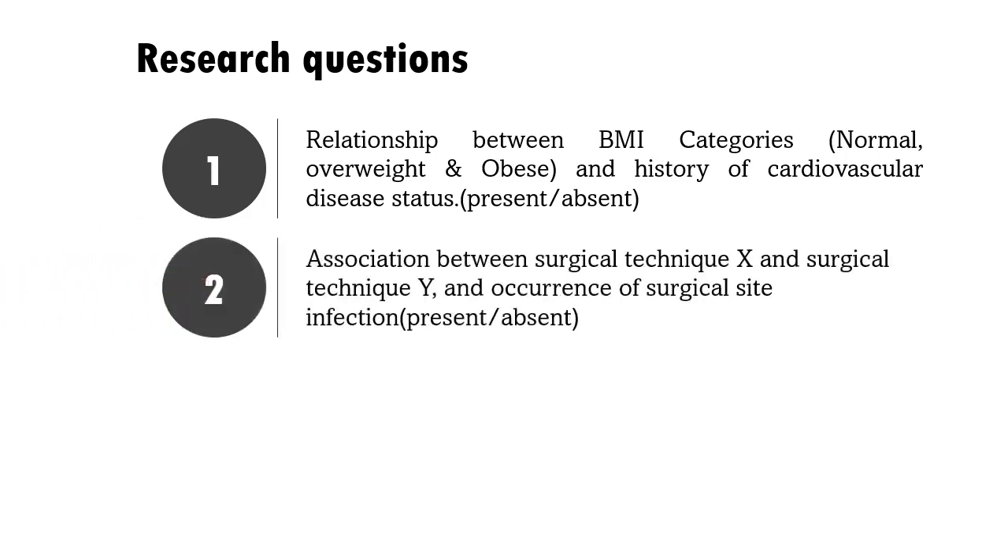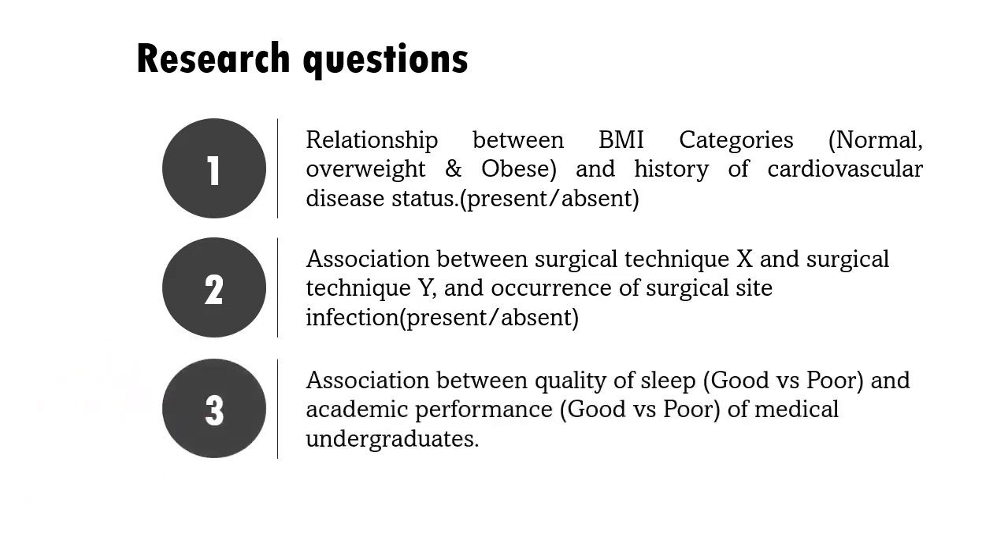The second could be the association between surgical technique X and surgical technique Y and the occurrence of surgical site infection, whether that surgical site infection was present or absent. And the third research question could be the association between the quality of sleep, which is categorized as good versus poor, and the academic performance, which is also categorized as good versus poor, of medical undergraduates.